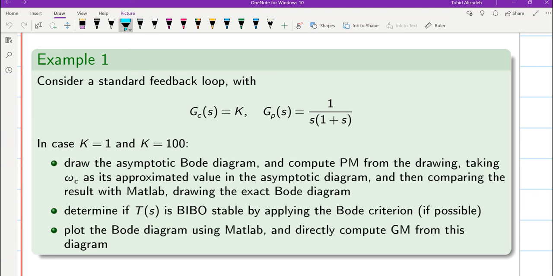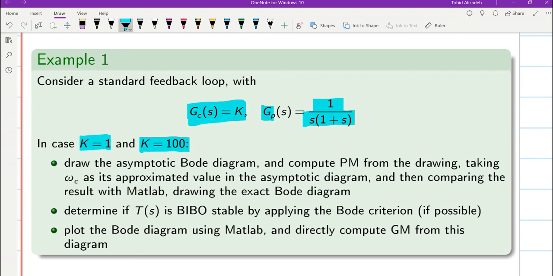So over here we have the controller in the form of a proportional one. GC(s) is equal to K, and GP, the plant, is given as 1 over s times (1 plus s). And we'll consider two cases where K is equal to 1 and K is equal to 100. So we'll compare them with each other in the end.